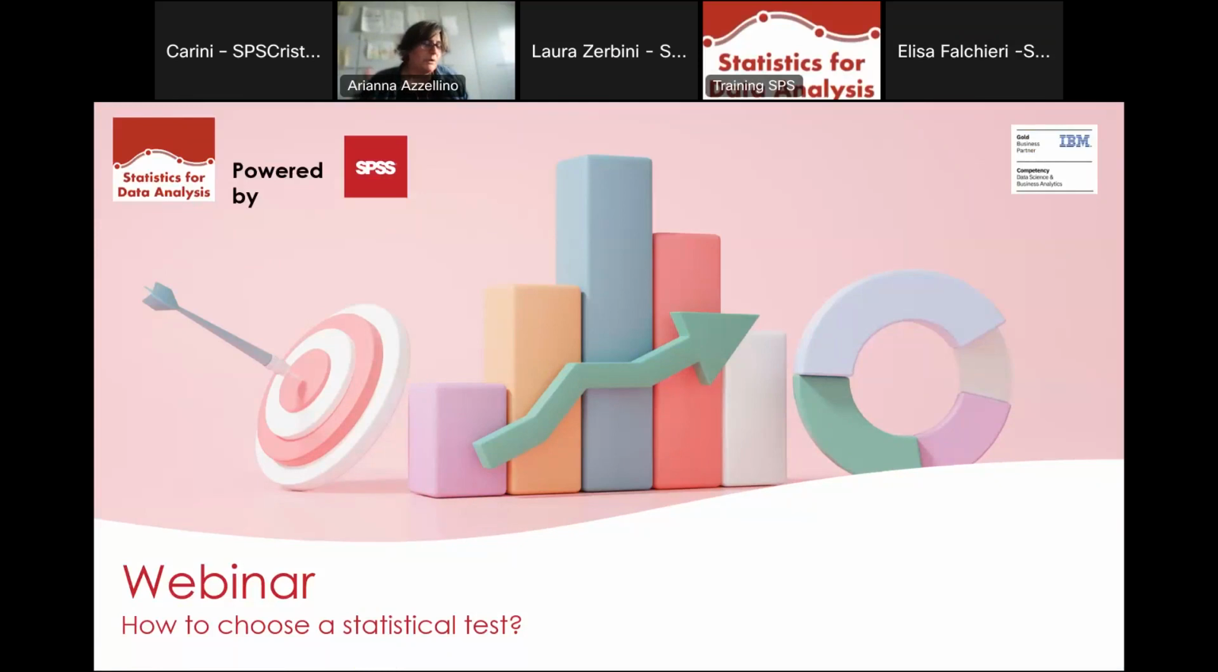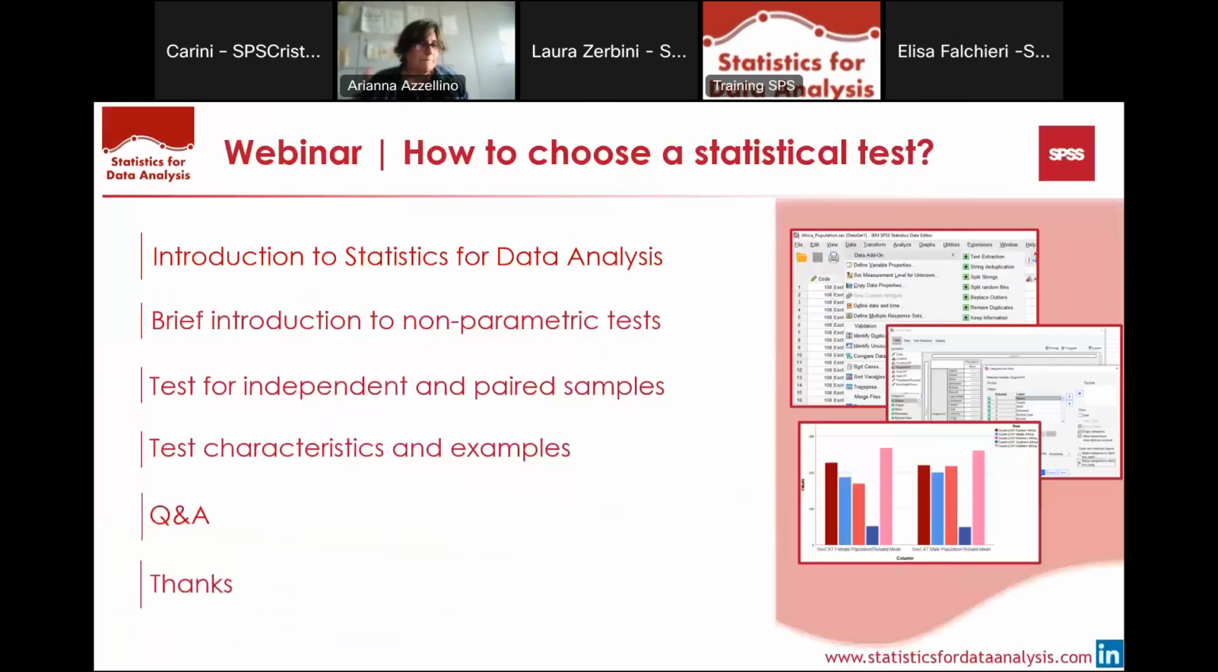And we will focus for today on a very simple bivariate analysis. So this is, very briefly, the agenda for today. I will give you a very brief introduction.